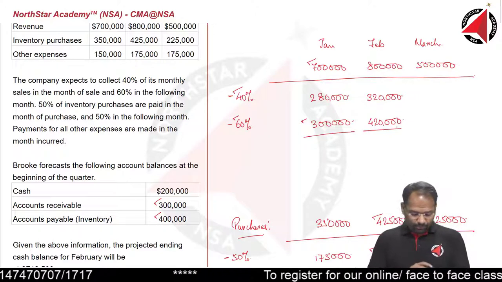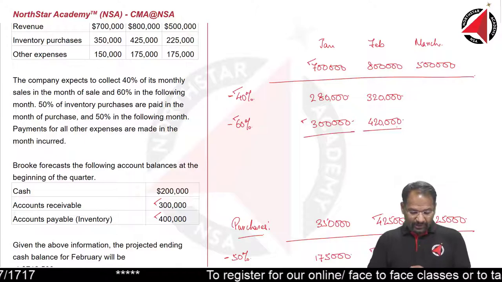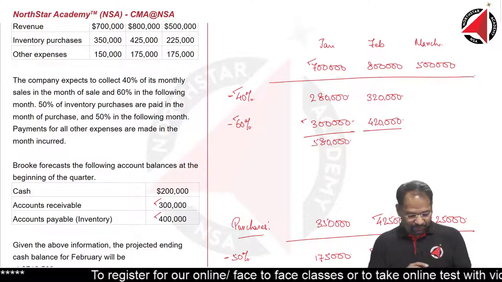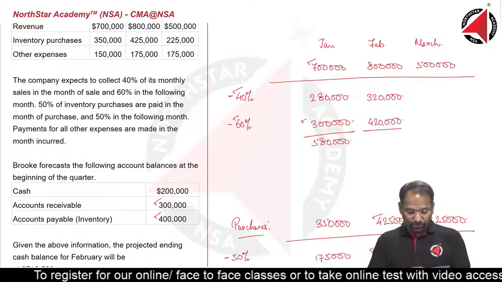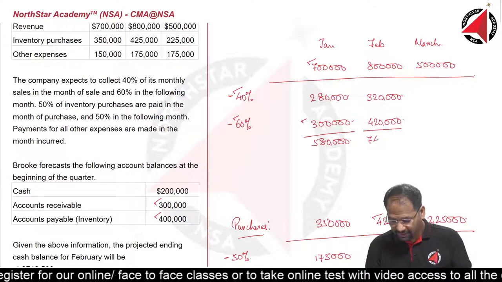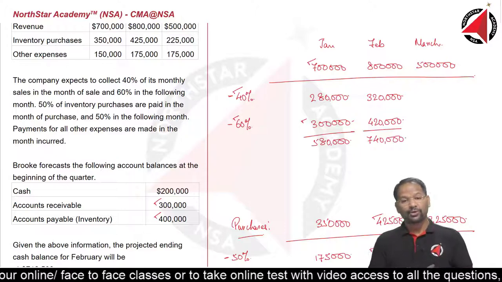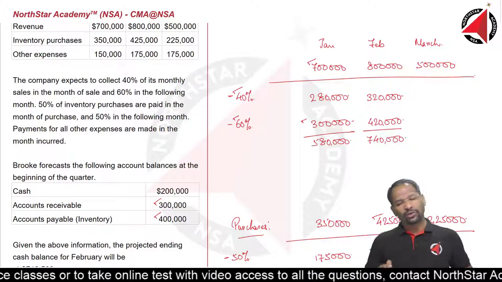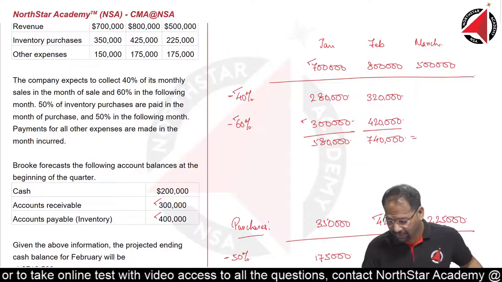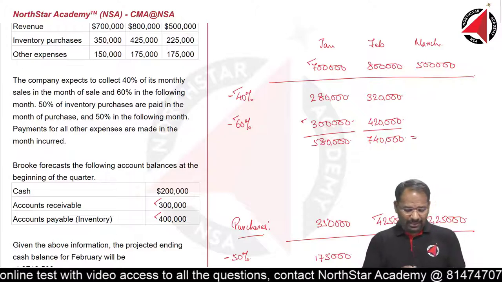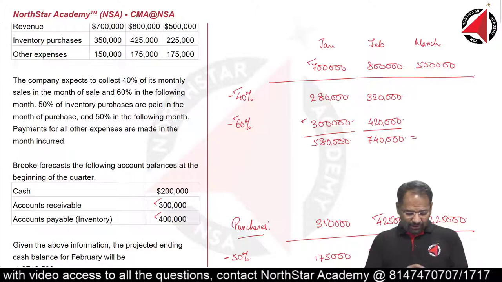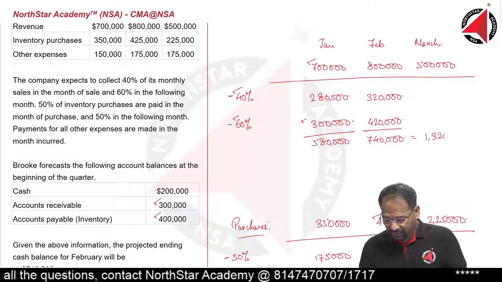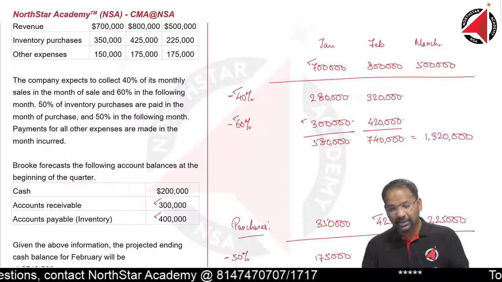How much? 280,000 plus 300,000, 580,000. Similarly, for February month, 320,000 plus 420,000, 740,000. You can do it cumulatively, January and February month together, or you can show it month wise. It is up to you. Let's do it together because that will be a little shortcut. 740,000 plus 580,000, we have $1,320,000. This is our total collection.